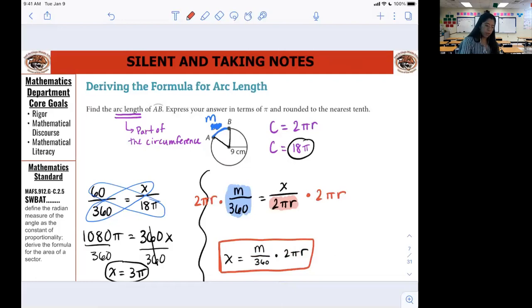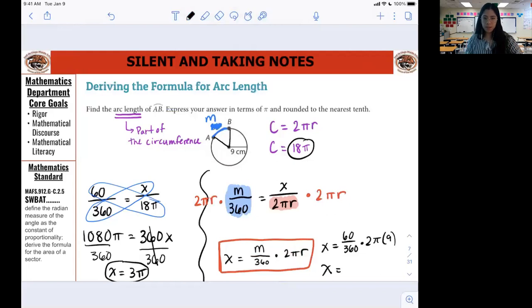So I'm going to use this formula, but I'm just going to plug everything in now. So x equals 60 over 360 times 2 times pi times the radius, which is 9. Basically, instead of plugging it in to begin with and then doing the whole thing and finding my answer, now I just have a formula. I can plug everything in all at once into my calculator and get my answer that way. And you should come out with the same answer.